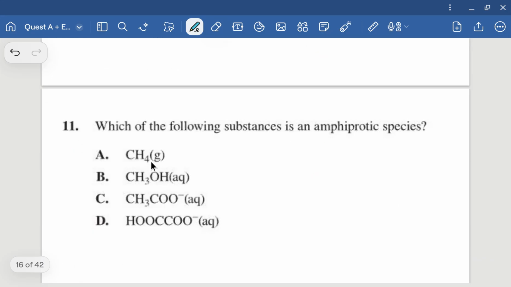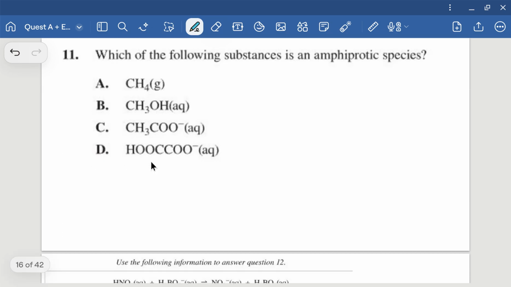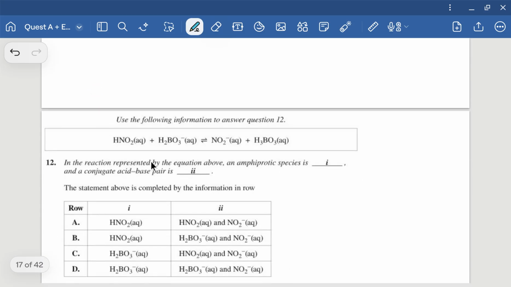Question number 11, which of the following substances is amphiprotic? Being amphiprotic means you can act as an acid and a base. So it's important that you do know that term. This is not either, this is just a base. This is just a base. And this one is amphiprotic because they have a hydrogen to donate and a negative to accept. So it could be both.